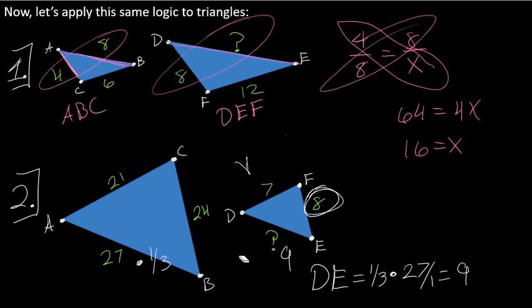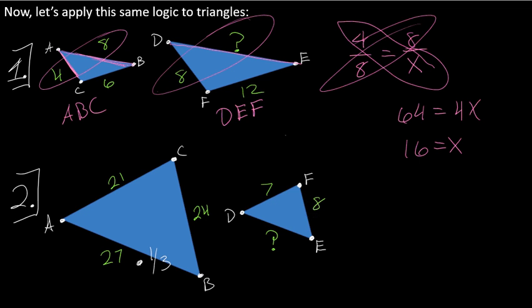Let me carefully erase all this here. Okay, so let's see if that's the case. So we're going to do 21 is to 27 as 7 is to DE that we don't know.